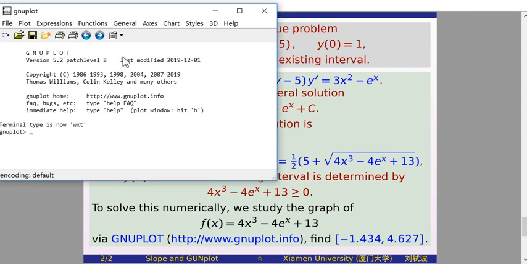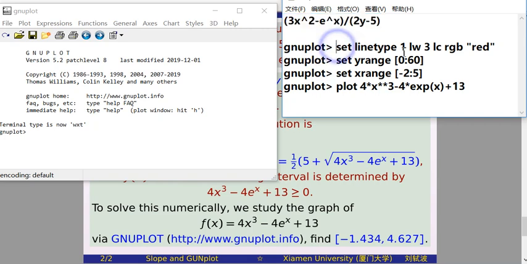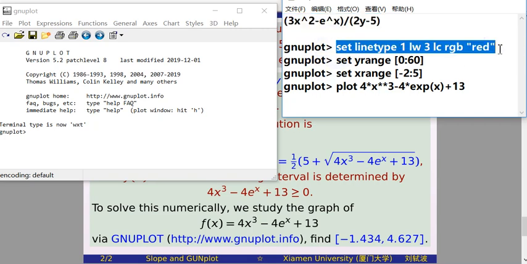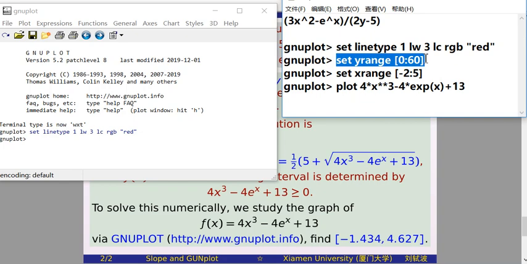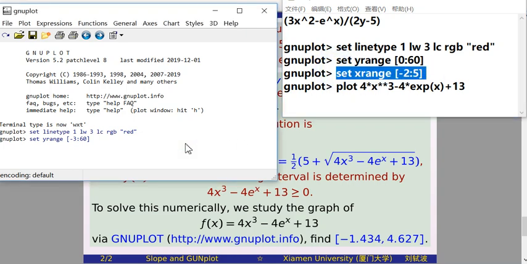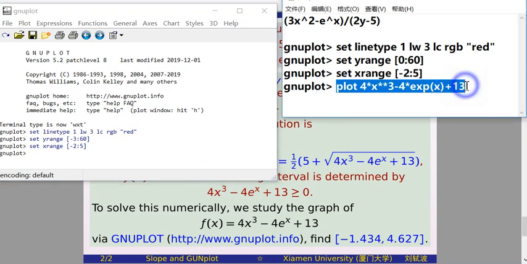We run this gnuplot software, and we need to set something. Firstly, we set the line type. I set a line type red and white and something we don't care. And then we need to set the range of the variables. For example, the y variable, firstly I will try maybe -3. And similarly the range of x, then we can plot our function.